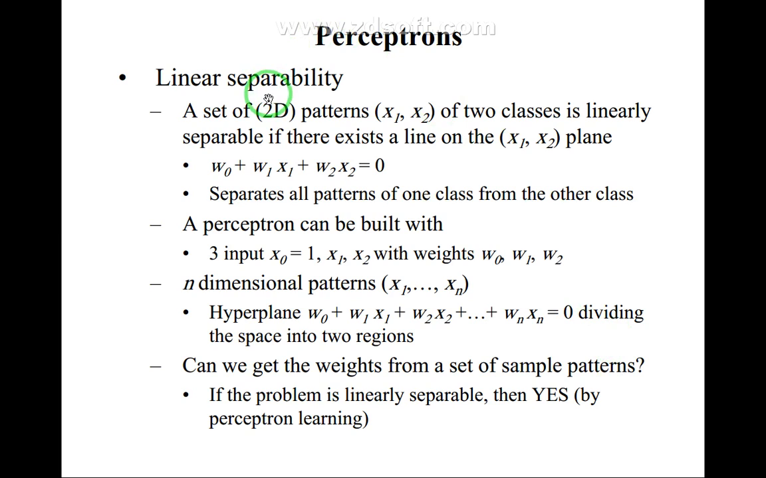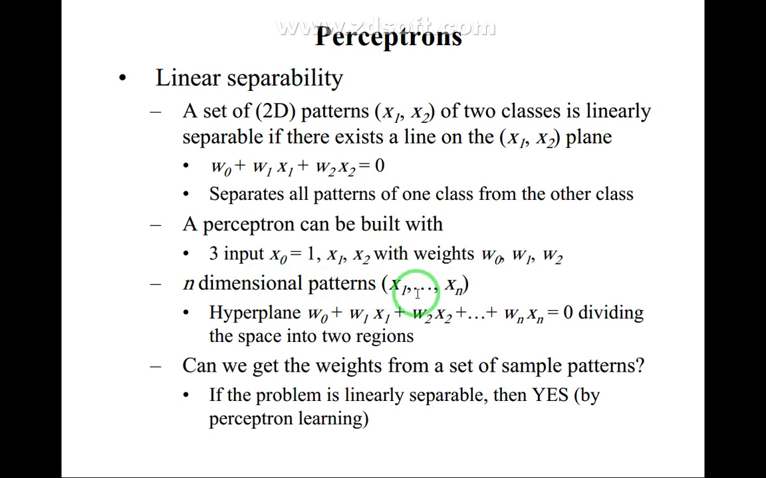So, perceptrons and linear separability. A set of patterns x1, x2 of two classes is linearly separable if there exists a line on the x1, x2 plane, w0 plus w1 x1 plus w2 x2 equals 0, that separates all patterns of one class from the other class. A perceptron can be built with three inputs. You can see x0 equals 1, x1, x2 with weights w0, w1, and w2.